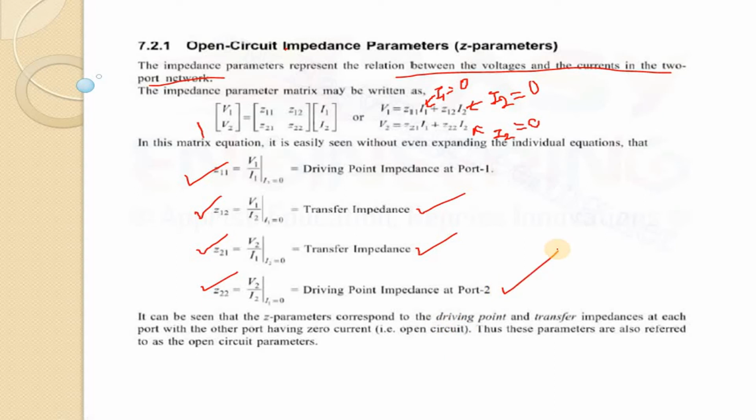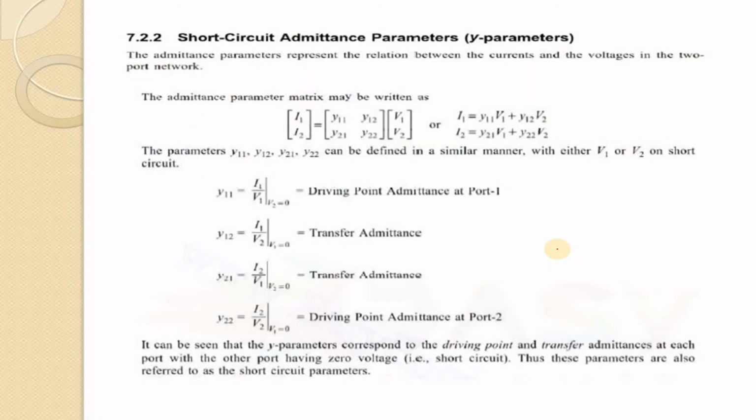It can be seen that the Z parameters correspond to the driving point and transfer impedance at each port, with the other port having zero current. Thus, these parameters are also referred to as open circuit parameters. So these are basically Z parameters or open circuit parameters, indicated by Z11, Z12, Z21 and Z22. Now we will go to short circuit admittance parameters or Y parameters.